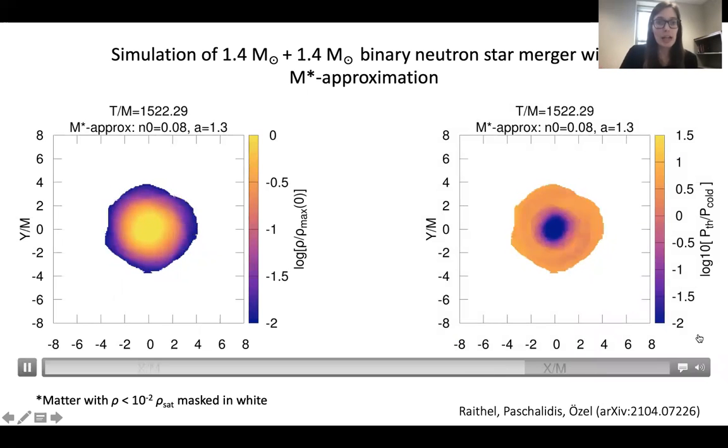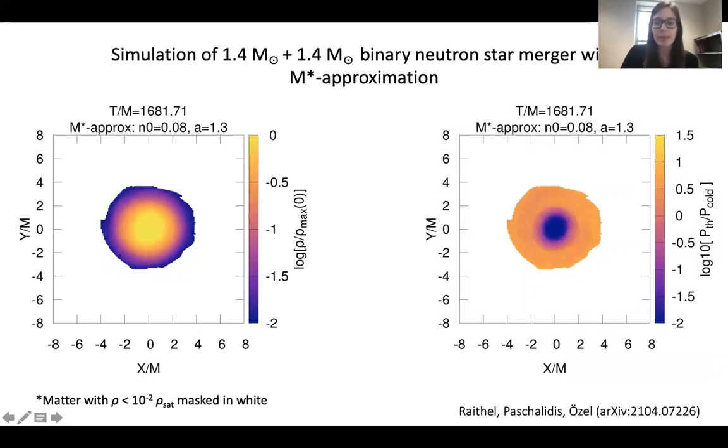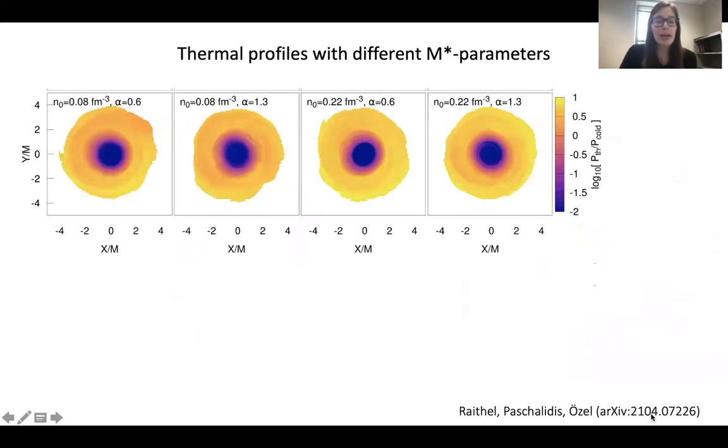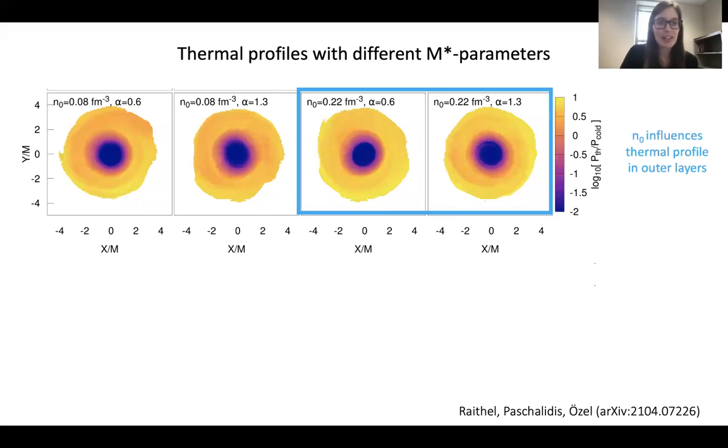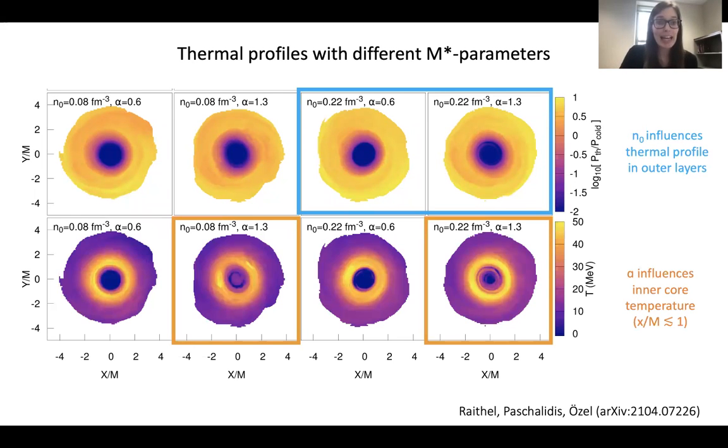So this animation was just for one set of m star parameters. We can also compare these late time snapshots for the different parameters in our survey. And let me just jump ahead and highlight a couple of the key trends that we're finding. So now I'm showing not just the thermal pressure, but also the temperature, which we're able to extract exactly because this is a microphysically based framework.